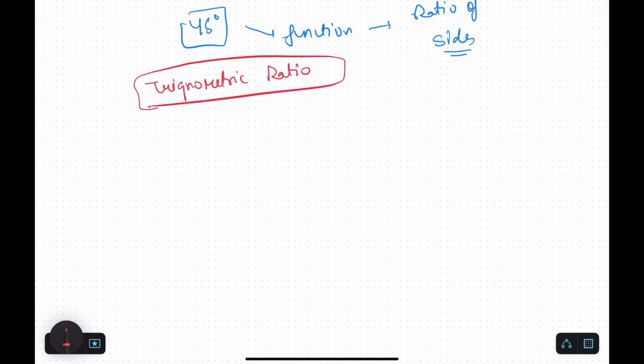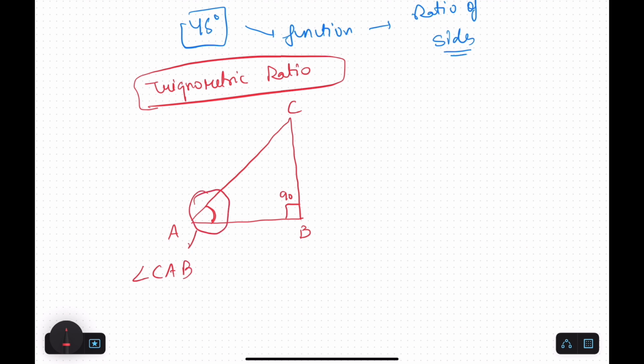Trigonometric ratio. So first let's draw a triangle. This is A, this is B, this is C, and this is a 90-degree angle, and this is an angle. So this CAB is this angle. This is an acute angle. And what is an acute angle? That lies between 0 to 90 degrees. You must have learned this in the previous class.